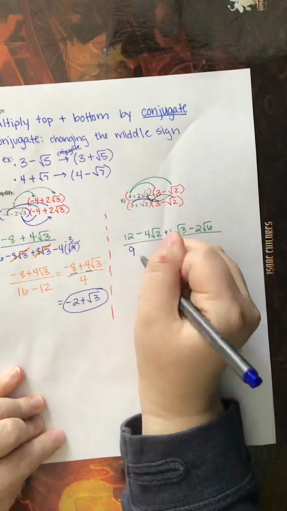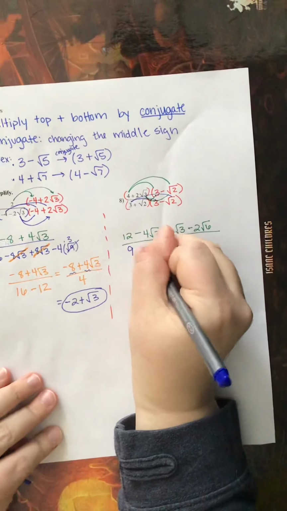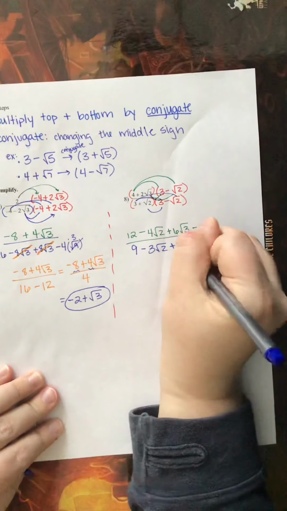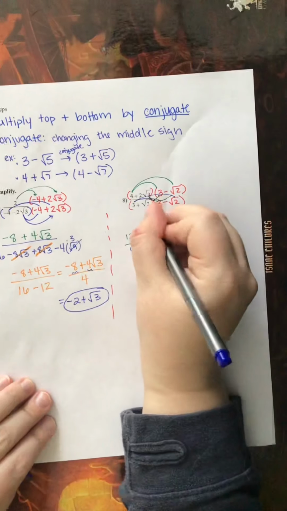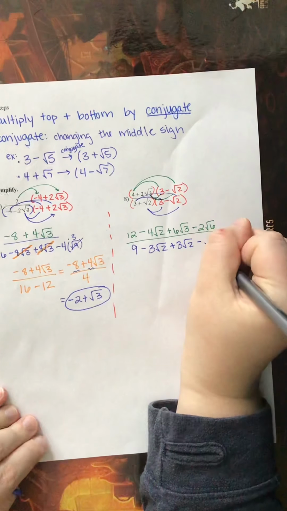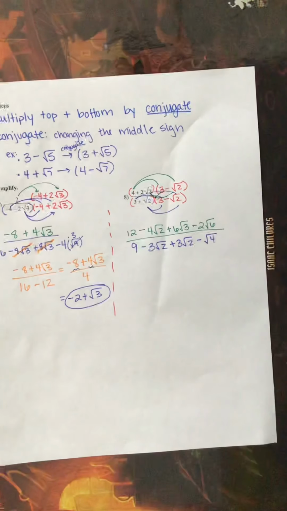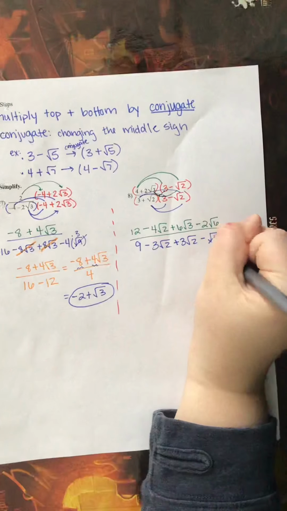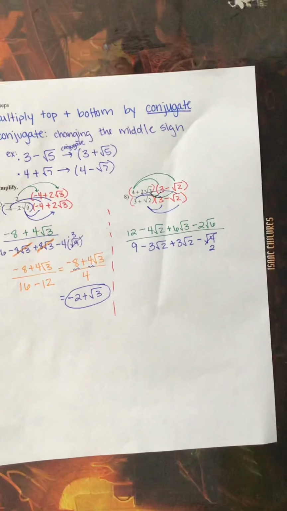3 times negative square root of 2 is negative 3 square root of 2. Then I got plus 3 square root of 2. And then square root of 2 times negative square root of 2 is a negative square root of 4. You can skip writing that square root of 4 because you know it's just 2. Or if you need to write it, make sure you do so you don't get too confused.